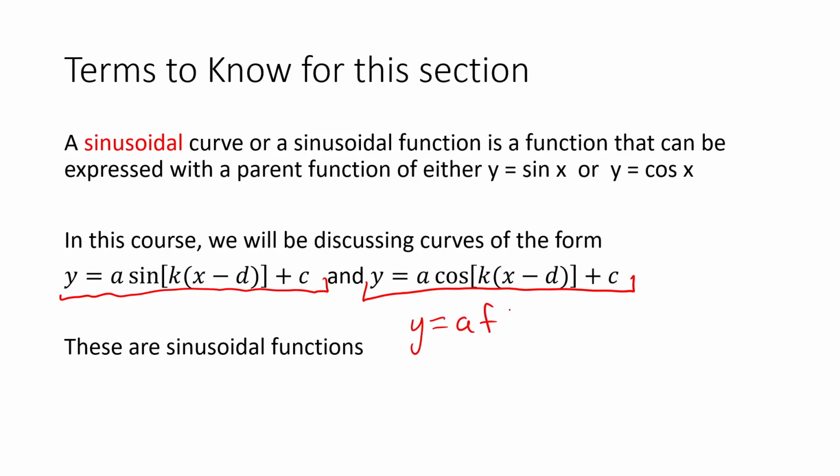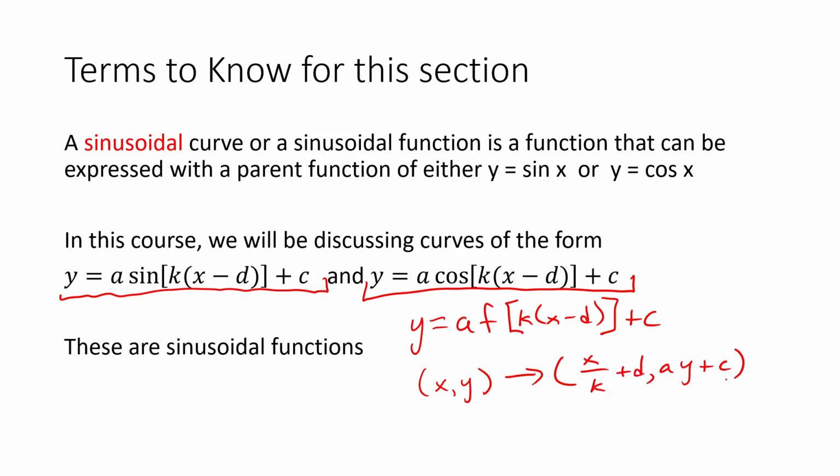Now you might remember that this is the way that we always talk about parent functions. If y equals f of x is our parent function, we often talk about graphing functions that have the form shown. And when we do that, we can use the mapping formula. So long as (x, y) is a point on the curve y equals f of x, we know that (x over k plus d, ay plus c) will be points on the transformed function.